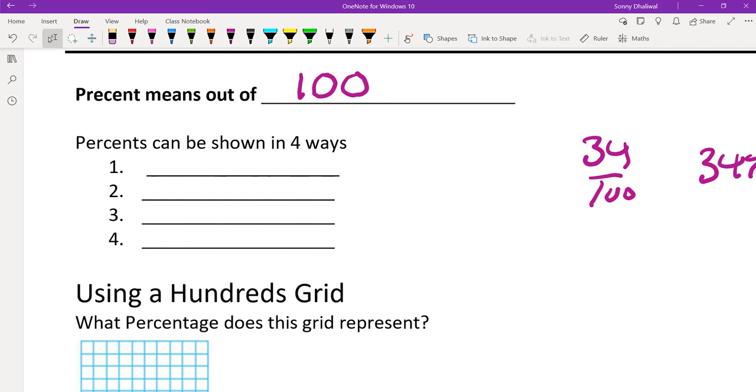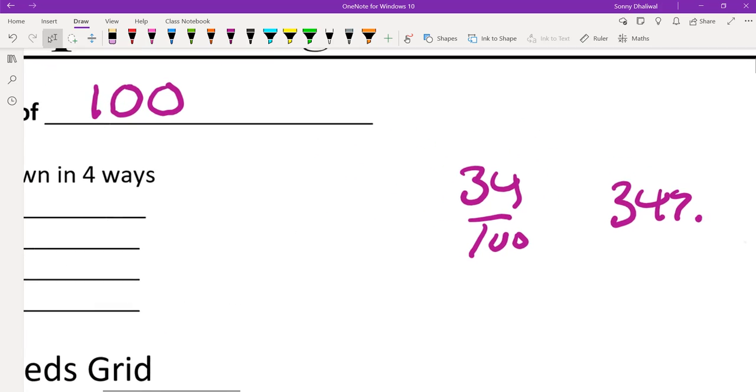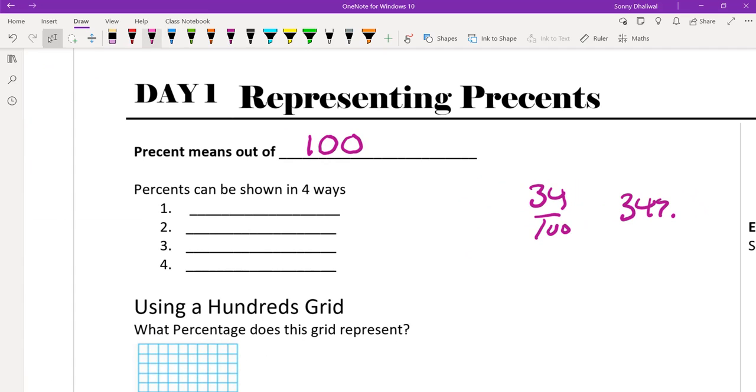Now, percents can be written in 4 different ways. This is the most common way that we see. Right? That is called a percentage. Okay? But there are 3 other ways. Right? The other way, yes, Josh. Yep. Fraction is also a way of writing a percentage, like 34 over 100. Yes. Decimals. And as a decimal.